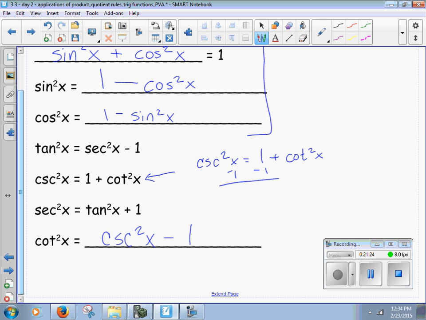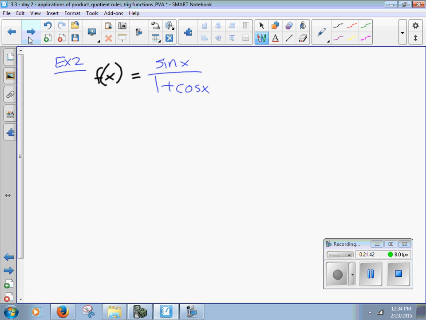Minus 1. Look, if we take this one right here, y'all, you don't have to write this down, but let me just show you how this all happened. I showed this to you last year. Subtract 1 from both sides. Well, I have cotangent squared by itself. So then it's cosecant squared x minus 1. Okay, you have to know that.